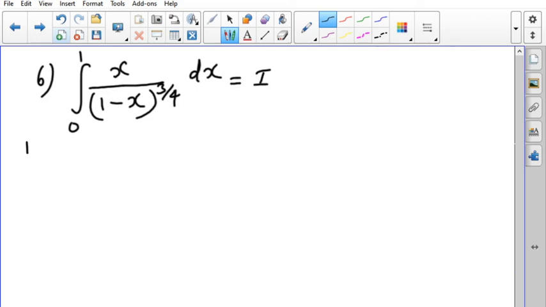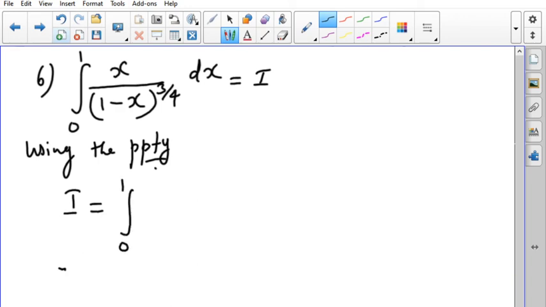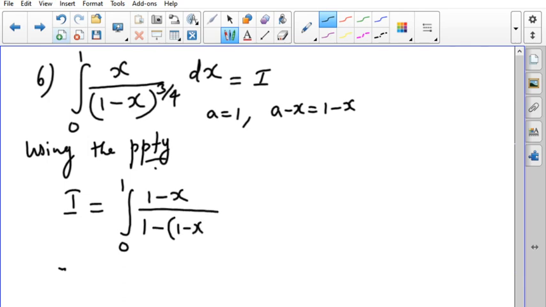Now, using the property, we are going to apply the same property. So using the property, I is equal to integral 0 to 1. Here, what is there in the place of a? a is equal to 1. That implies, for a minus x, what will we write? We are going to put 1 minus x. So 1 minus x divided by 1 minus of 1 minus x whole to the power 3 by 4 dx.